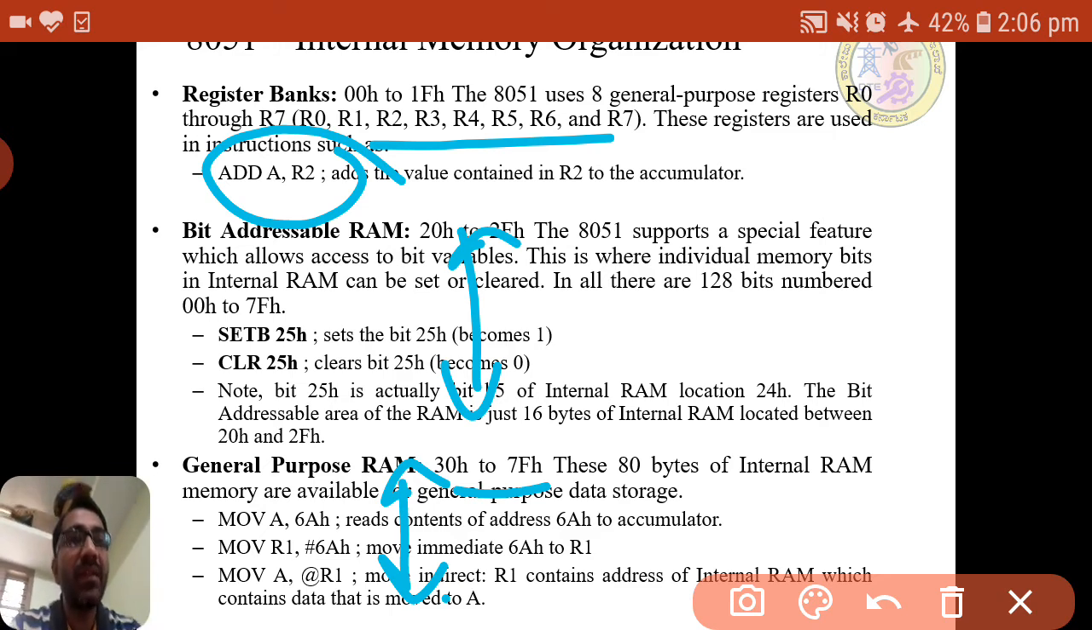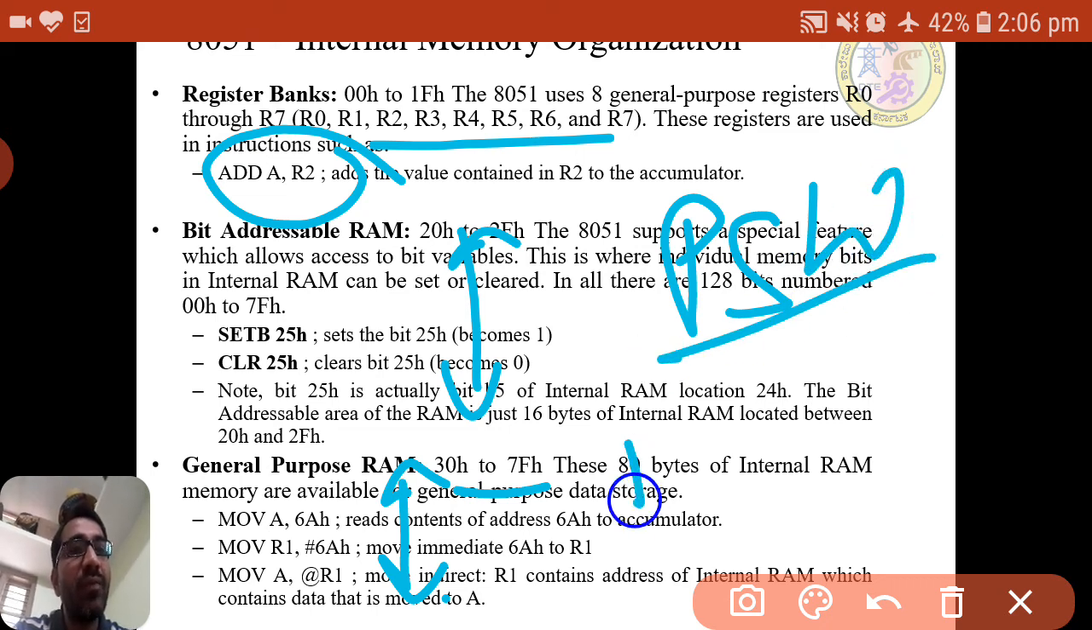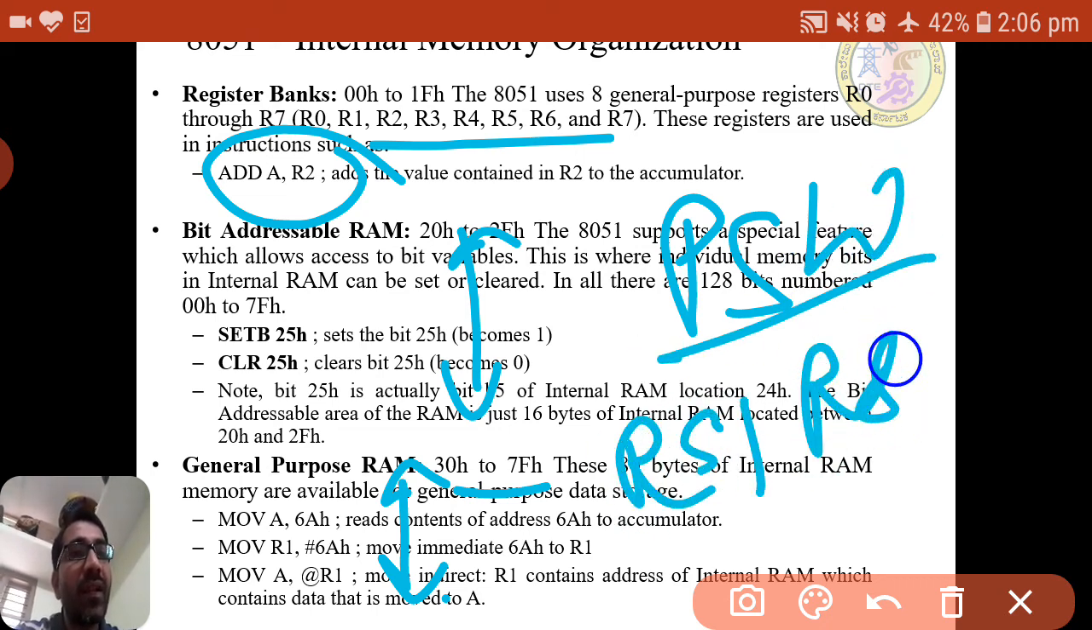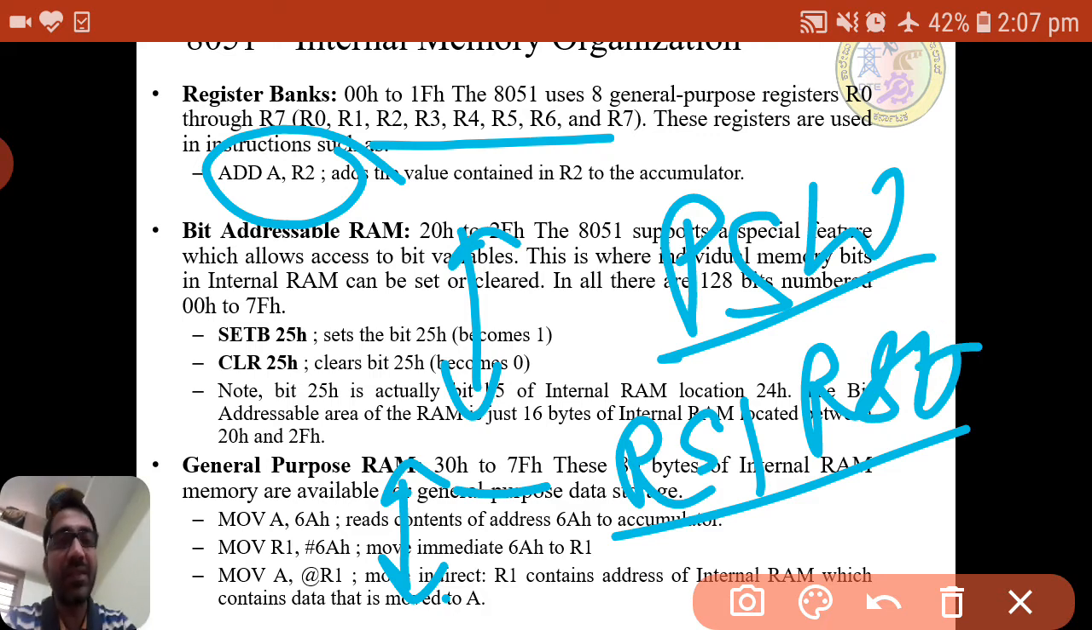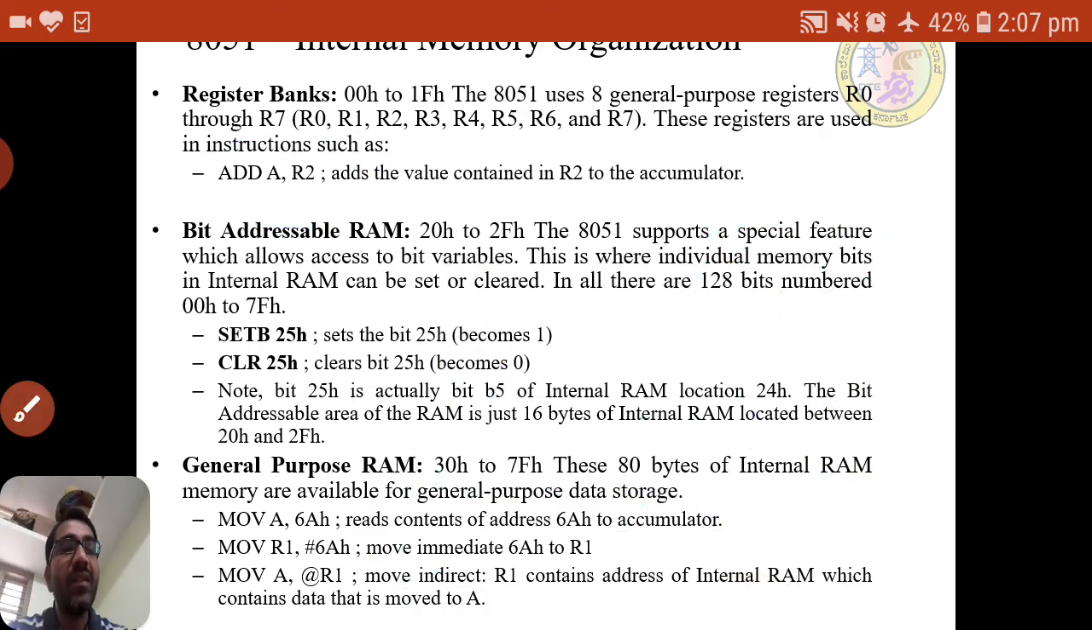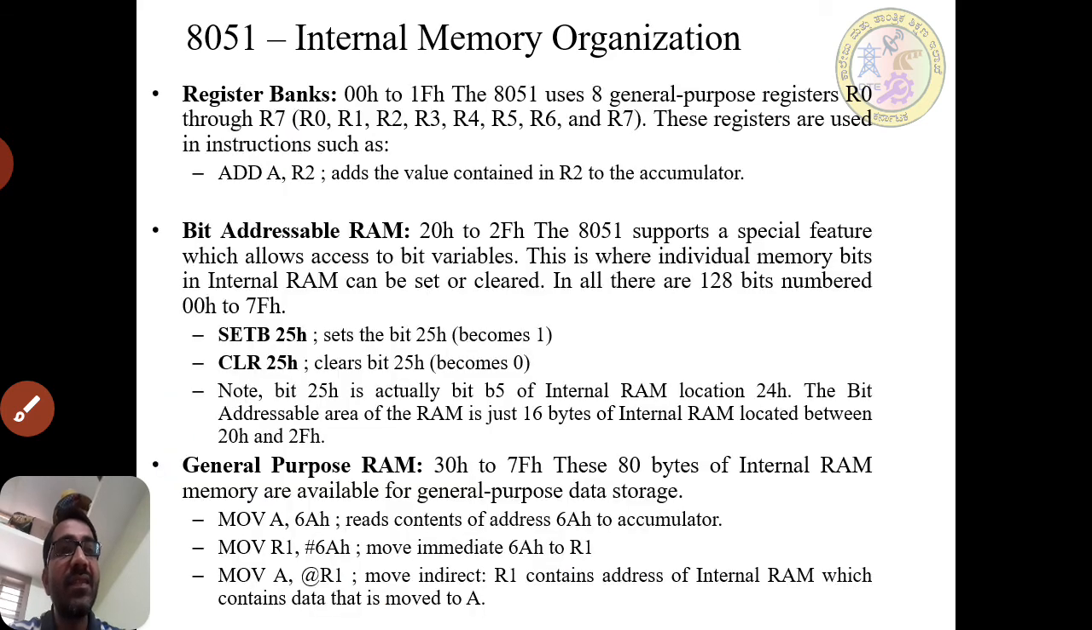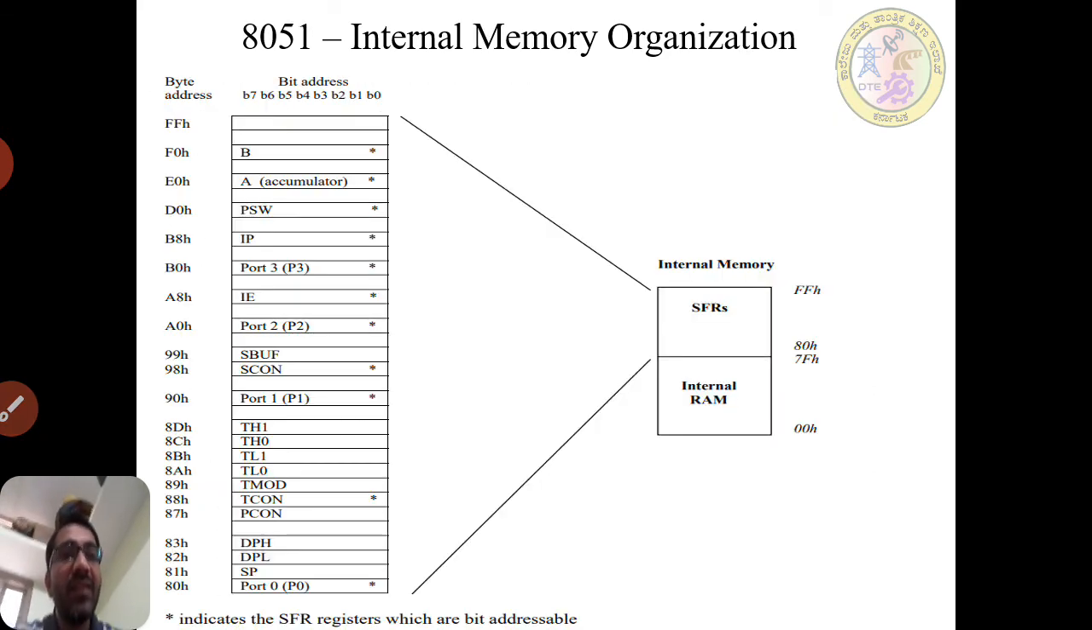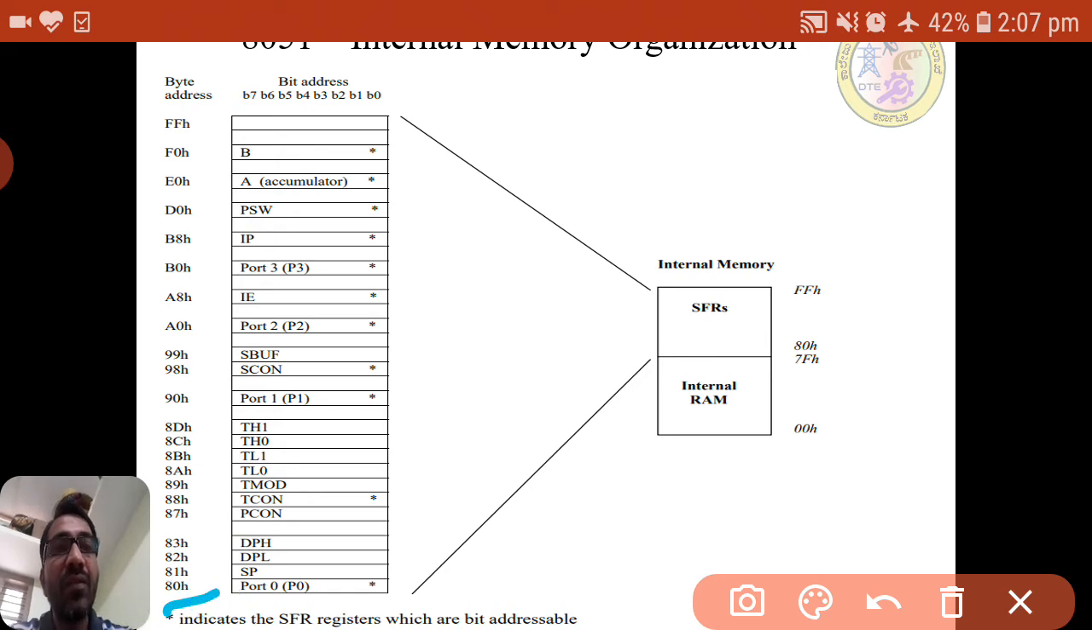And which bank we are presently using will be set in the PSW by using the RS1 and RS0 bits. We have already seen the PSW register in the previous class. Now this is regarding the 128 bytes of RAM. The SFR area, 80H to FFH, is not fully free. In that we have the special function registers.